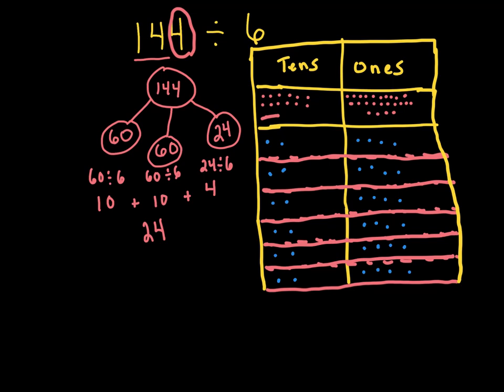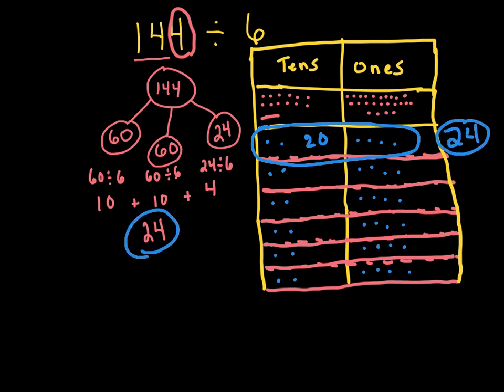Stop. How many do we have in each group, or each row here? We have 2 tens, which is 20. We have 4 ones, so it's 24, just like we have here.